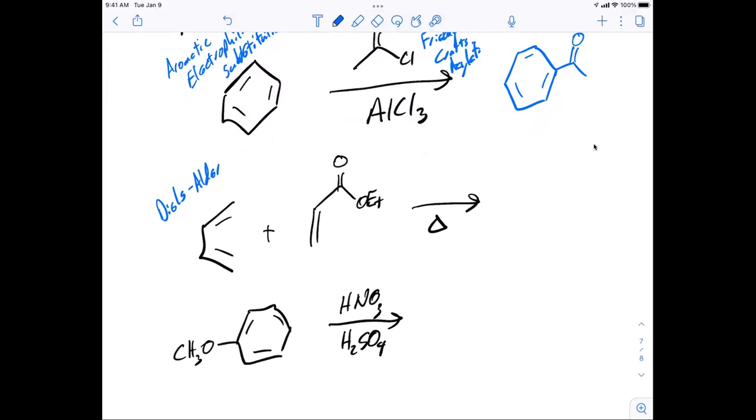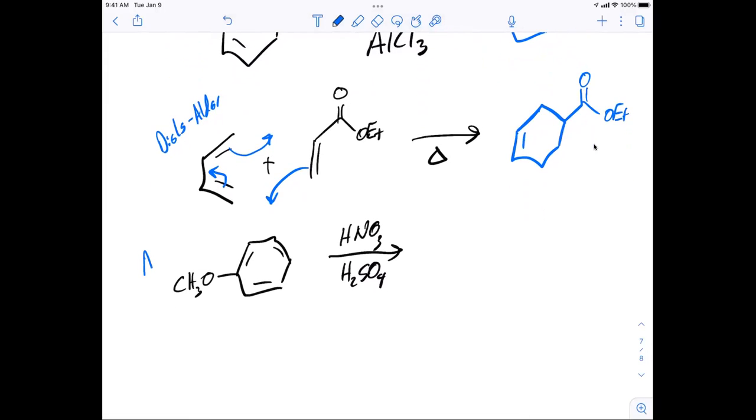This next one here is a Diels-Alder reaction. A Diels-Alder reaction is a 2+4 pericyclic type reaction. Remember, that's going to go in a circle, pericyclic reactions from the chapter. This one, the diene is symmetric, so therefore I only get one possible product.